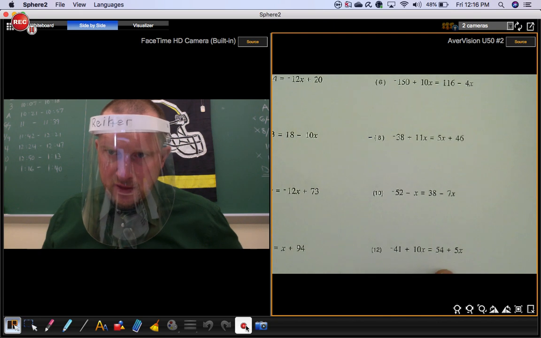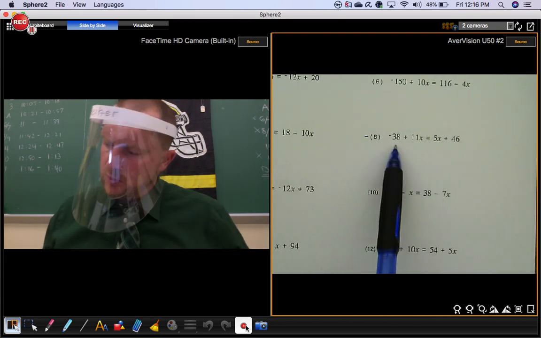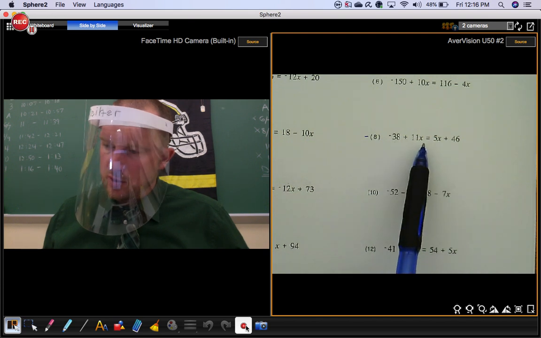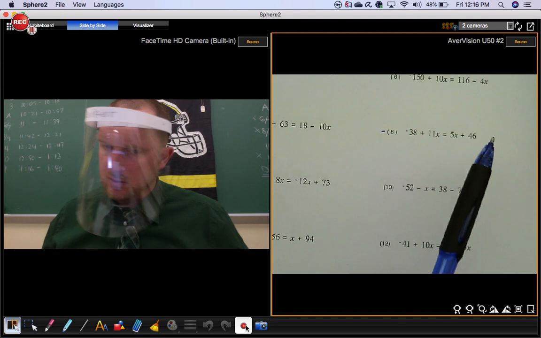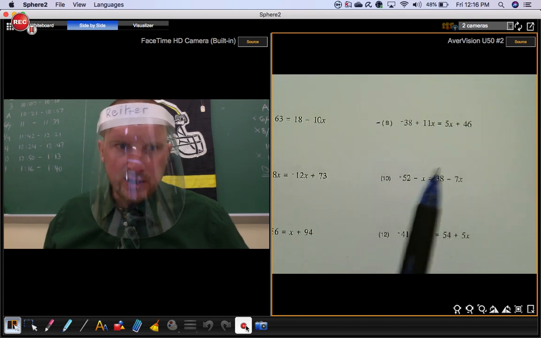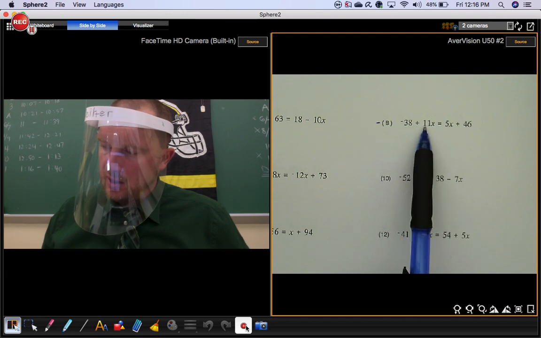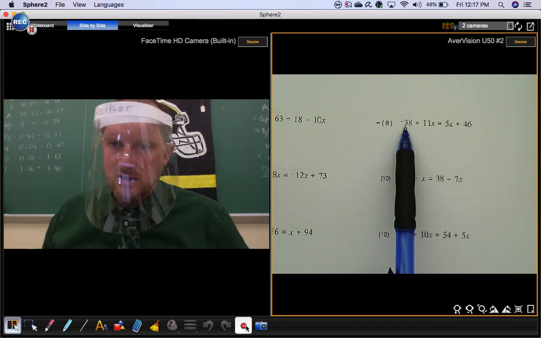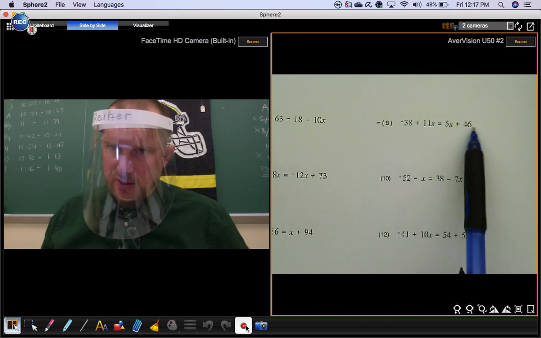Okay, we'll move down to number 8. This one, the terms are in a different order than maybe they were in these ones up here. Sometimes that makes people uneasy. So that's why we'll do one of these. These are not like terms. This has an x, this doesn't. These are not like terms. There's an x here, there's not an x there.